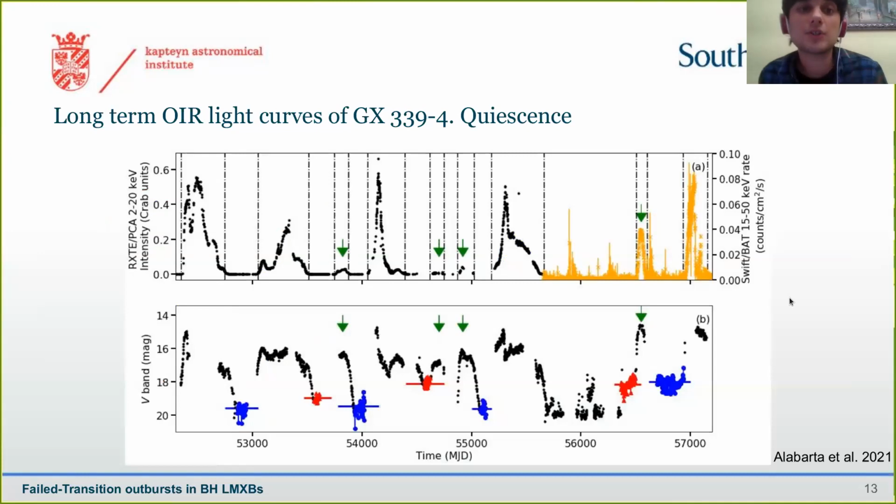And finally, the most promising result: thanks to the SMARTS coverage of GX 339, we could also study the light curves before the onset of the outburst. Here in the top panel, I show the long-term X-ray light curve of GX 339, PCA and Swift BAT. And in the bottom panel, I show the optical long-term light curve with SMARTS. In blue, I mark the intervals before the onset of full outbursts, and in red, the intervals before the onset of FT outbursts. And we can see that GX 339 appears to be brighter before FT outbursts.